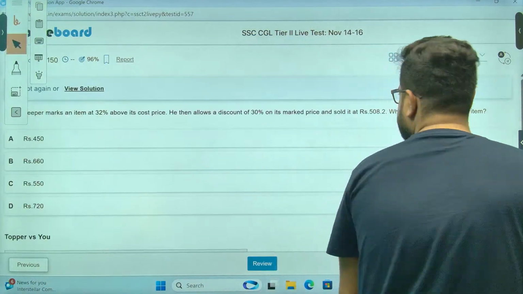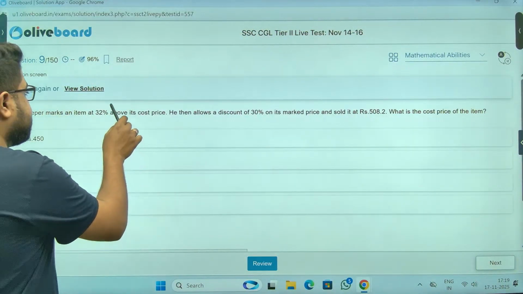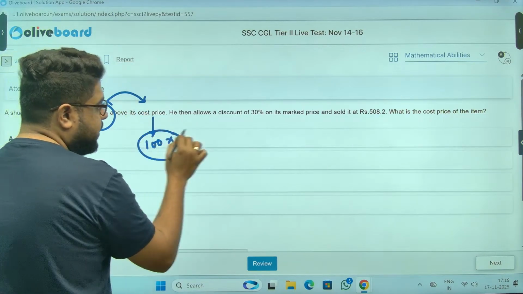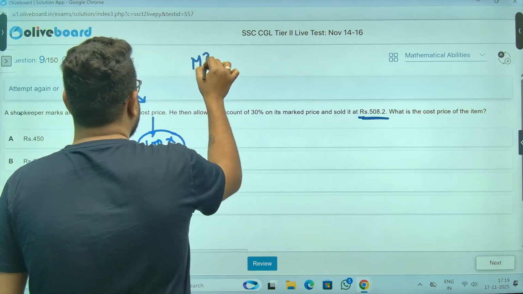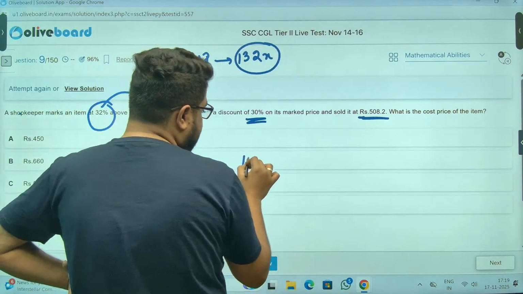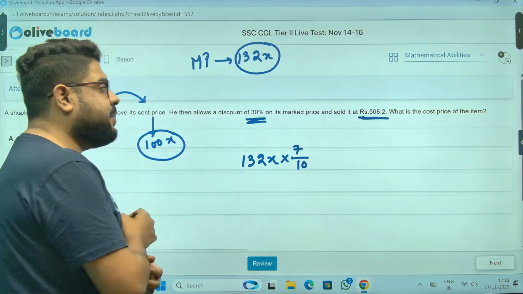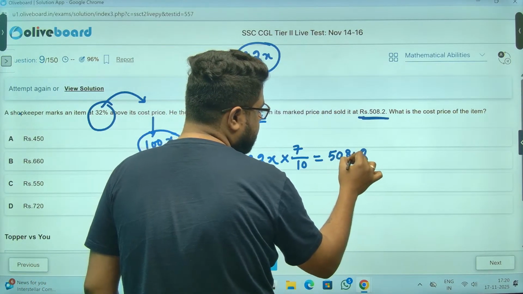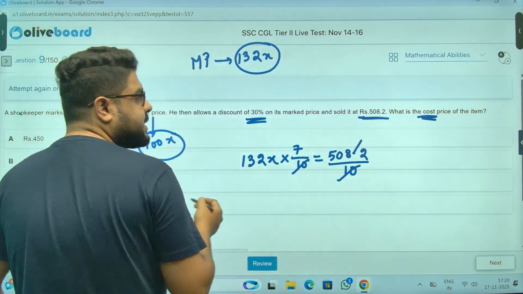Moving on then. Chalo. The shopkeeper marks an item this much above the cost price. Sir, CP is 100x rupees. Why? Because there is a value I can see. Sir, MP will be 132x. On that, a discount of 30% means SP will be 132x into 70%, that is 7/10. That SP is given as 508.2. Sir, remove this, 10 cancels. They are asking for CP, meaning I need the value of 100x.